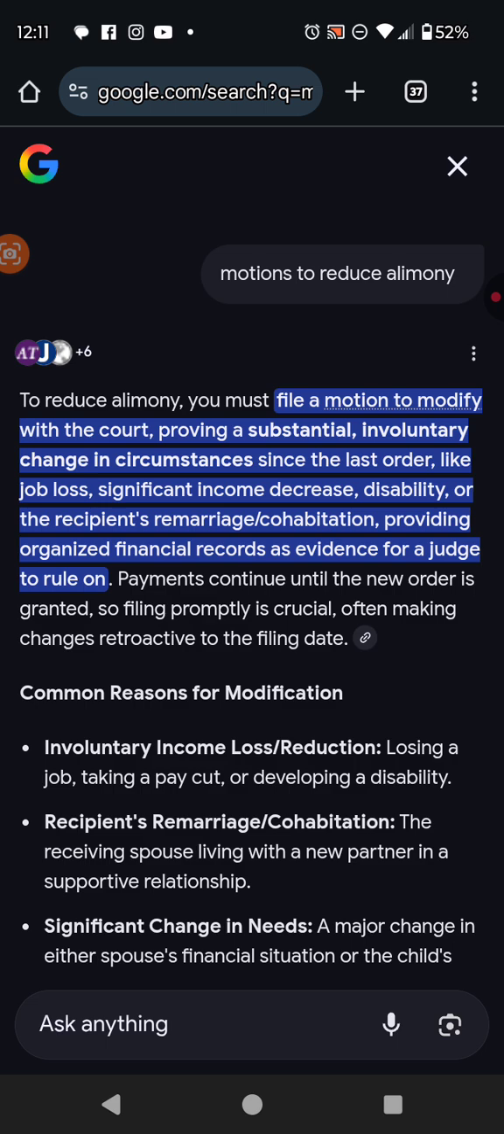Like it said here, you have the original order, just go back to the same court, you go to the clerk's office, file a motion yourself. You can file pro se.